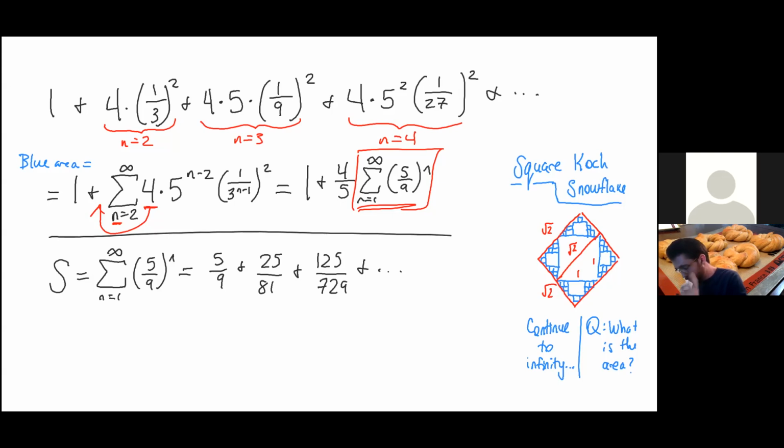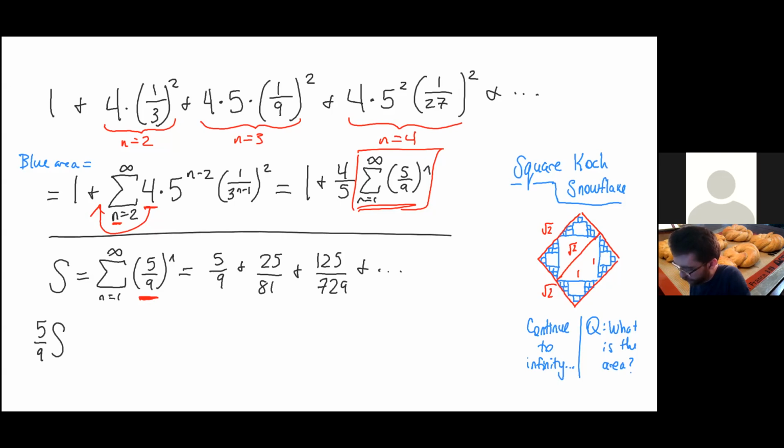One thing we could do is we could say, what happens if I multiply S by 5/9? Okay, because 5/9 is like the common ratio here that I keep multiplying by. So what if I multiply the whole sum by that? Let's see what happens.